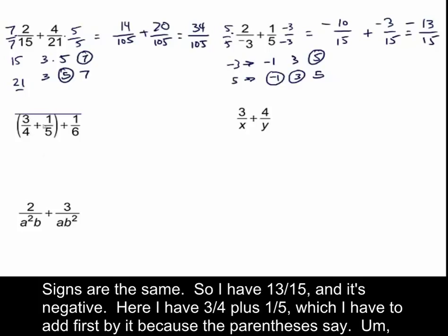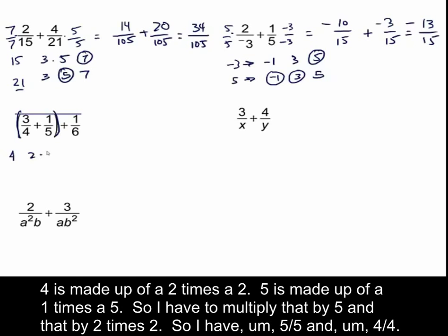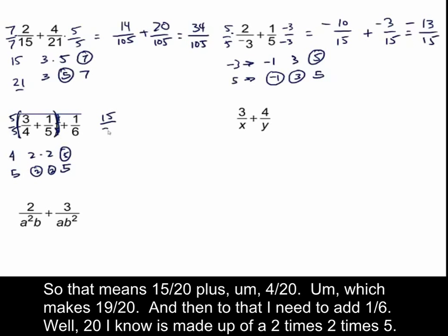Here I have 3/4 plus 1/5, which I have to add first because the parentheses say. 4 is made up of a 2 times a 2. 5 is made up of a 1 times a 5, so I have to multiply that by 5 and that by 2 times 2. So I have 5 fifths and 4 fourths. So that means 15 20ths plus 4 20ths, which makes 19 20ths, and then to that I need to add 1/6.